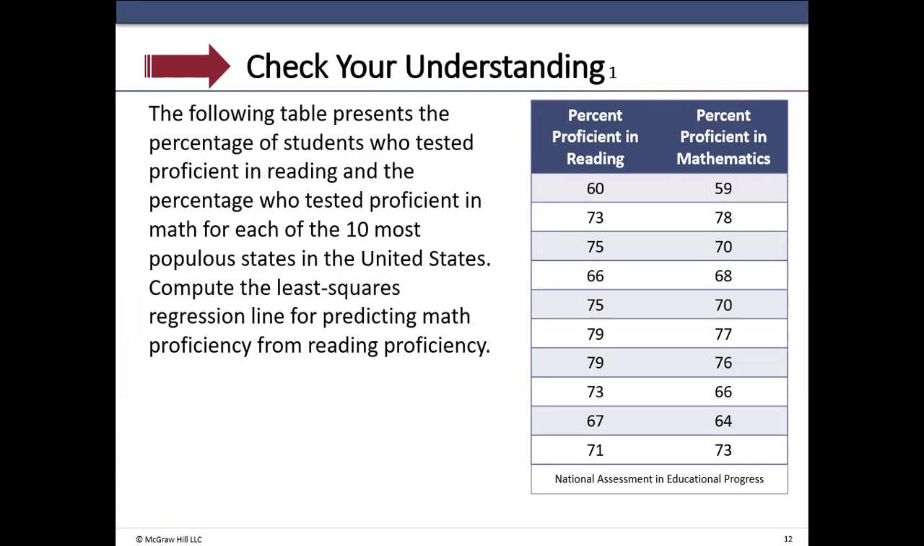For each of the 10 most populous states in the United States, compute the least square line for regressing math proficiency. You want to predict the value of y, which is the second column, for predicting math proficiency from reading proficiency. This is the x. So how do we do that? We have to enter the data in L1 and L2. L1 is x, L2 is y. X is proficiency in reading, y is proficiency in math.